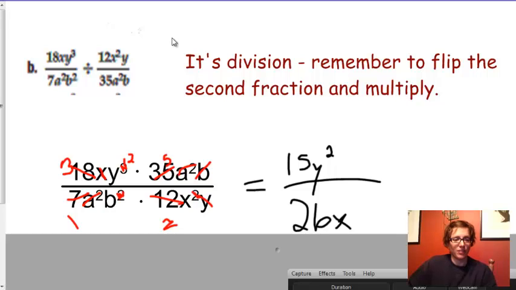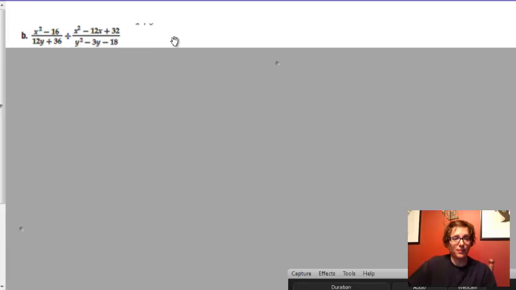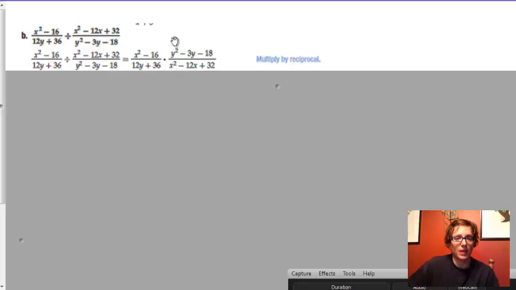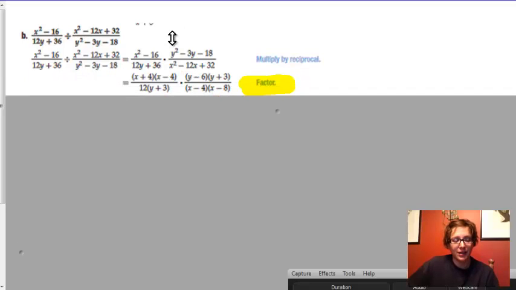You're just crossing off things that appear on the top and the bottom. Here's another problem. The steps are going to be the same. It starts off as division. So what you need to do is flip the second fraction. Turn it into a multiplication problem. Next step, factor. Y squared minus 3y minus 18 turns into this. X squared minus 12x plus 32 turns into this.